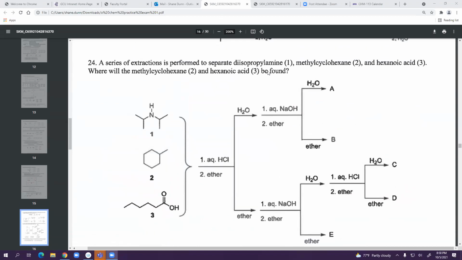Okay, this is a lab-like question. You should do this because you guys had lab. I have molecules 1, 2, 3. Where would they end up if I'm looking for molecule 2 and 3? So 1, polar or non-polar? It's polar. 2 is non-polar. 3, polar or non-polar? It's polar.